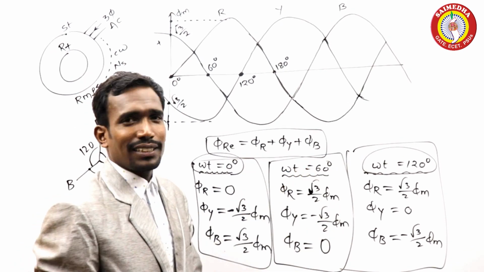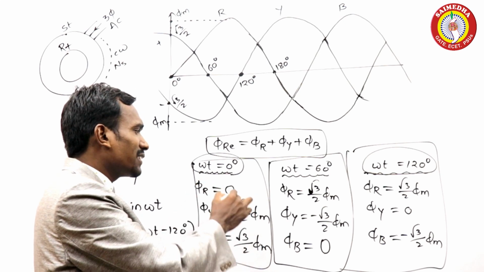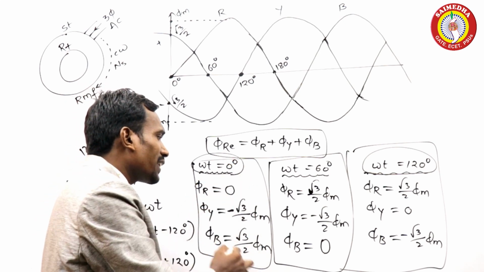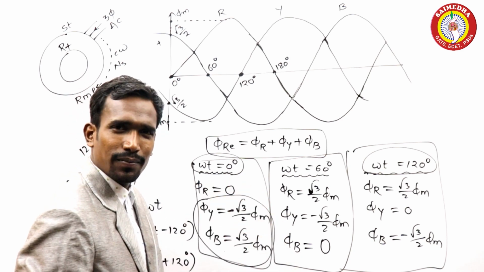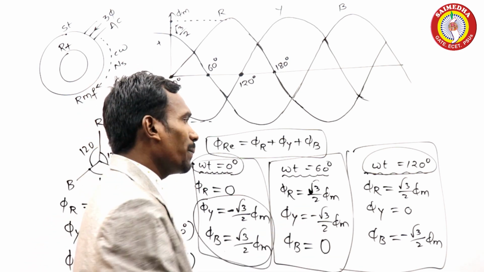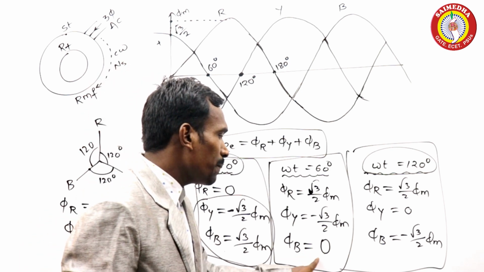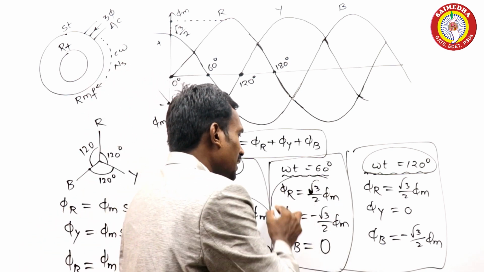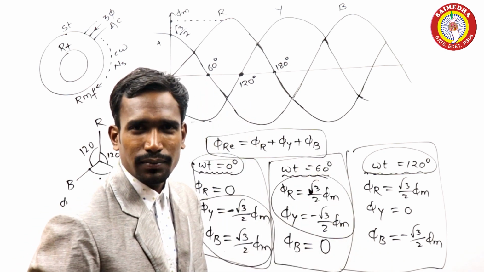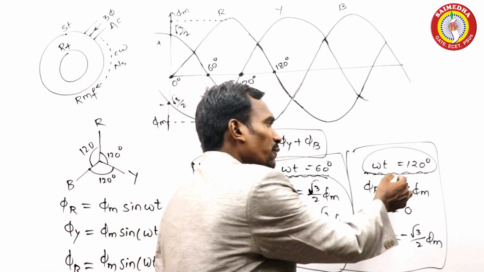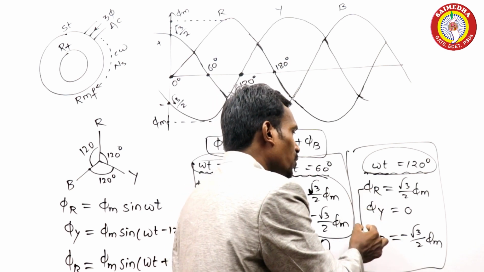Resultant flux of the 3 phases. What is the resultant flux of these 3 phases? Here already R phase is 0. That's why the resultant flux of 3 phases is nothing but the resultant flux of these 2 phases only. Here also, at omega equals 60, actually I want resultant flux of 3 phases, but here already B phase is 0. That's why again the resultant flux of 3 phases is nothing but the resultant flux of these 2 phases only.